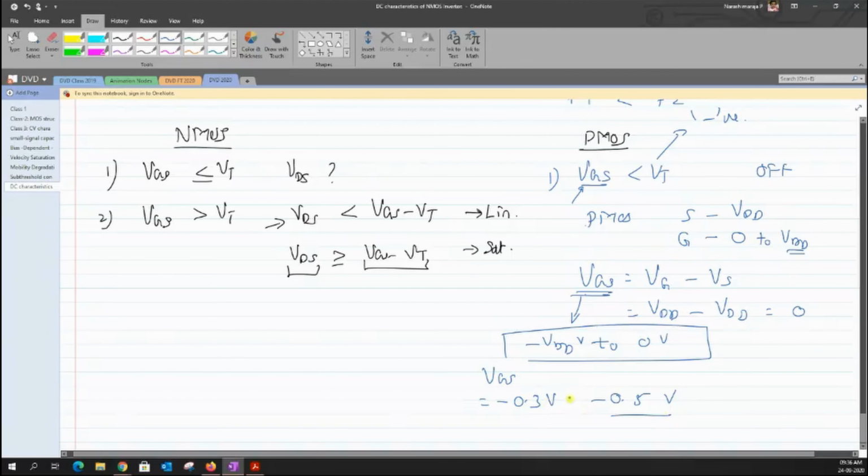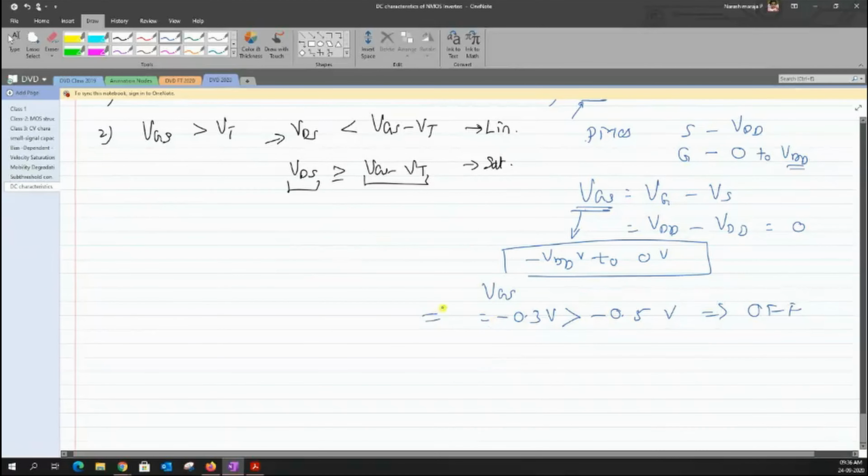So in a way, I have a situation where minus 0.3 is more than minus 0.5. So in a way, this transistor is off. Even this one has to be written something like this. If you have any doubt in this regard, please let me know. I'm just comparing in terms of negatives. Clear? Due to which the sign gets inverted here.